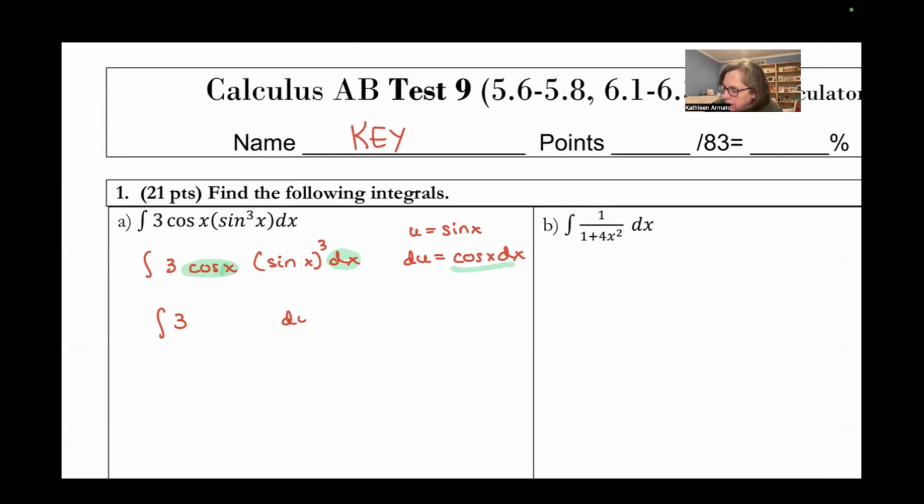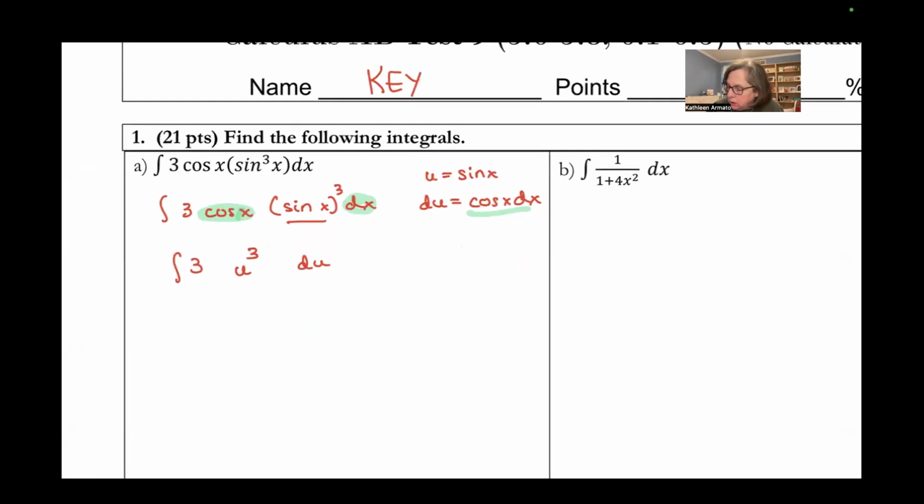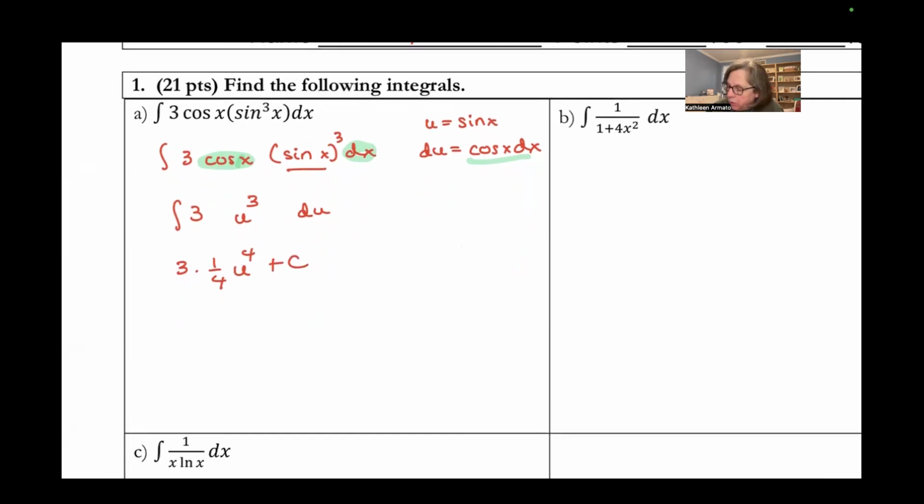Cosine x dx is du. The sine x gets replaced with u, so it's 3u cubed du. All right, integrating, that's 3 times 1/4 u to the 4th plus c, just a power rule problem. So 3/4, put x back, there's my answer.